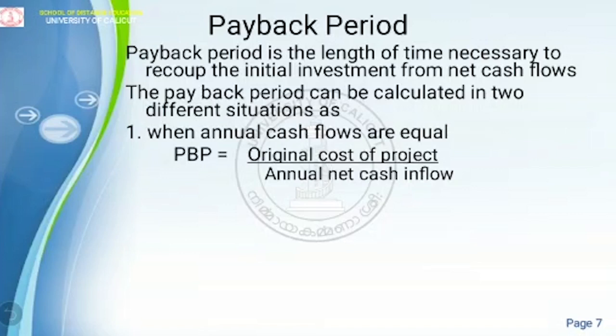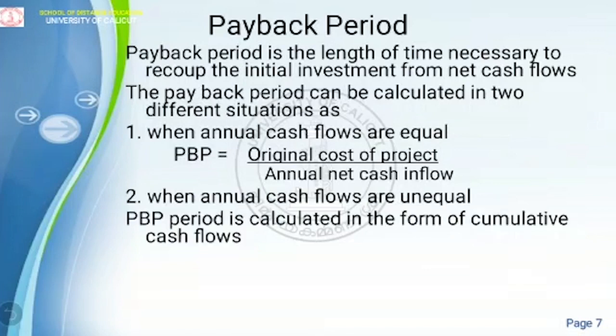When annual cash flows are equal, the payback period is calculated as the original cost of the project divided by the annual net cash inflow. So if the original cost is 1 lakh, and the project runs for 8 years and every year it returns 20,000 rupees, you will divide 1 lakh by 20,000 and get an answer. That will be the payback period, 2 years, 3 years, etc. When cash flows are unequal, we calculate the payback period from the cumulative cash flows, until they become equal to the investment.